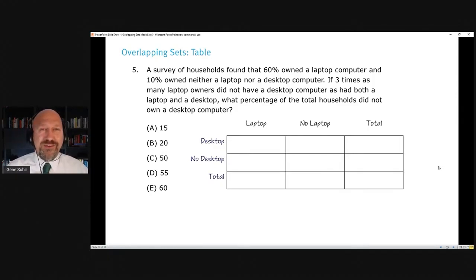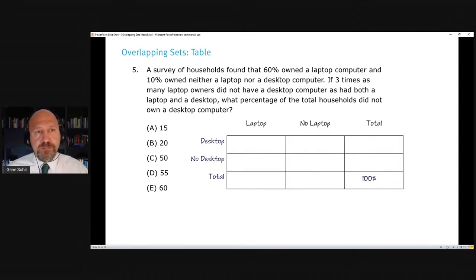The tricky thing here, of course, is that they didn't give us concrete numbers. They only gave us percentages. Well, the total of anything, of any group, is 100%. So we can label our total. Everybody, laptop, no desktop, total, going to add up to 100%.